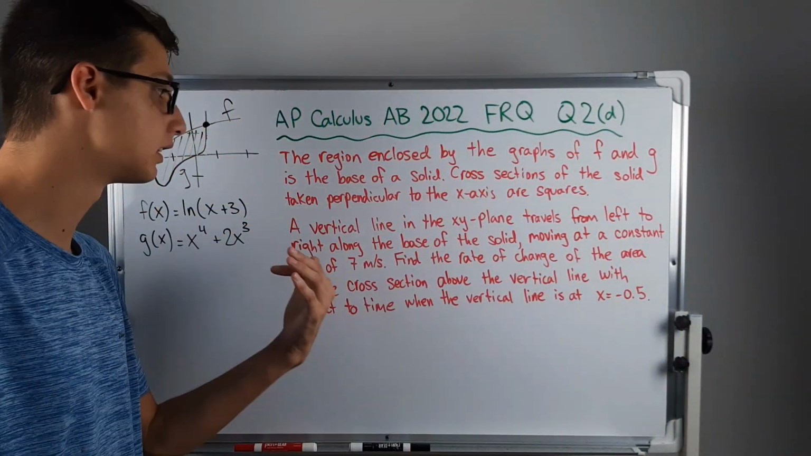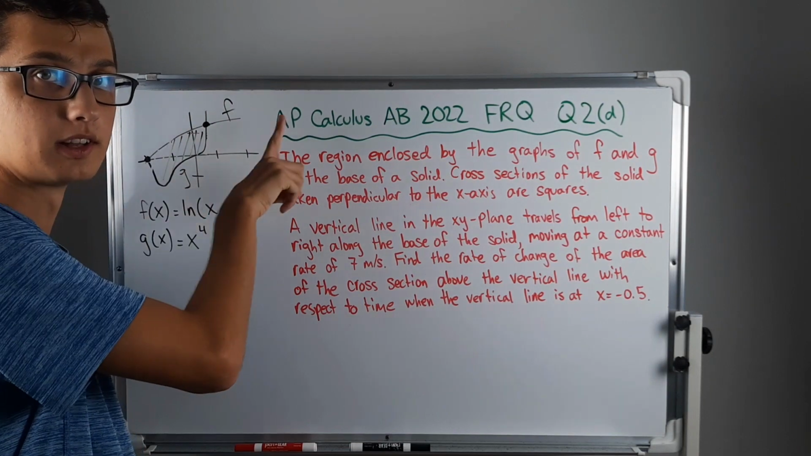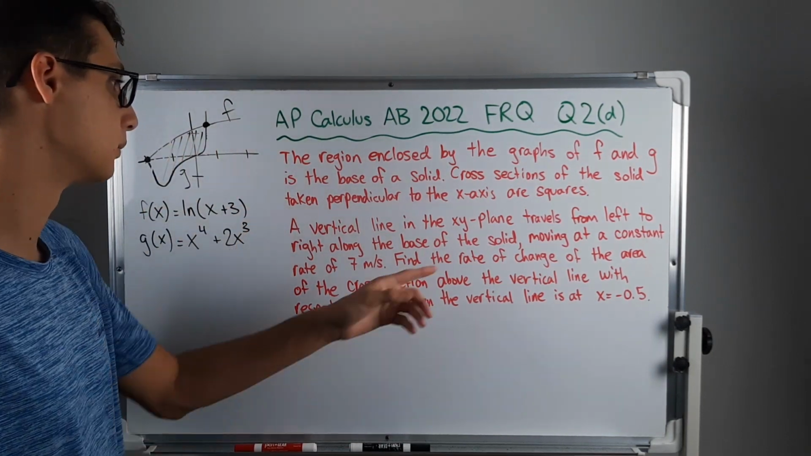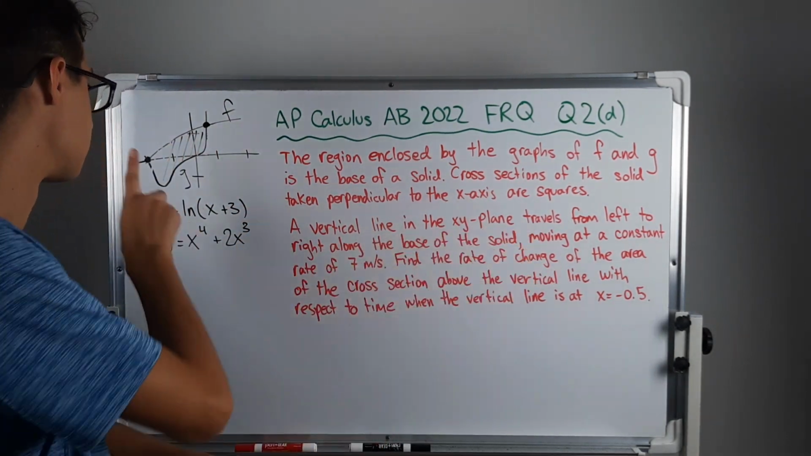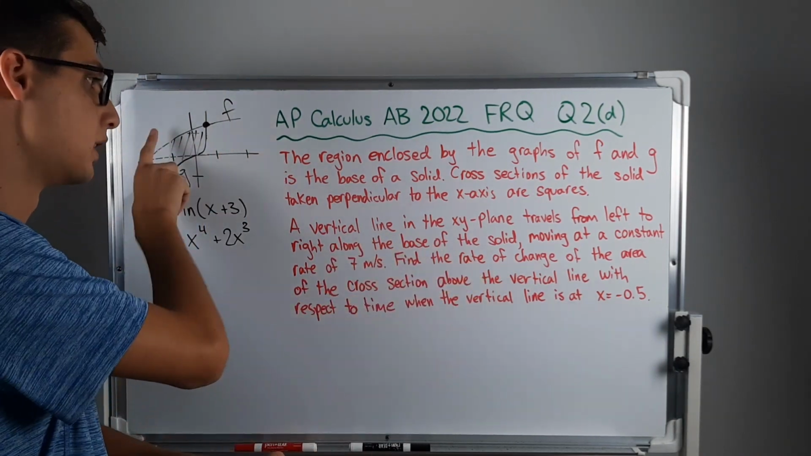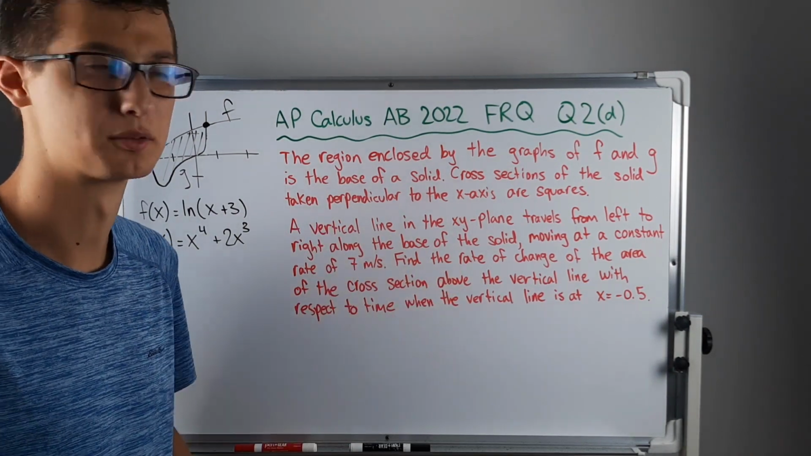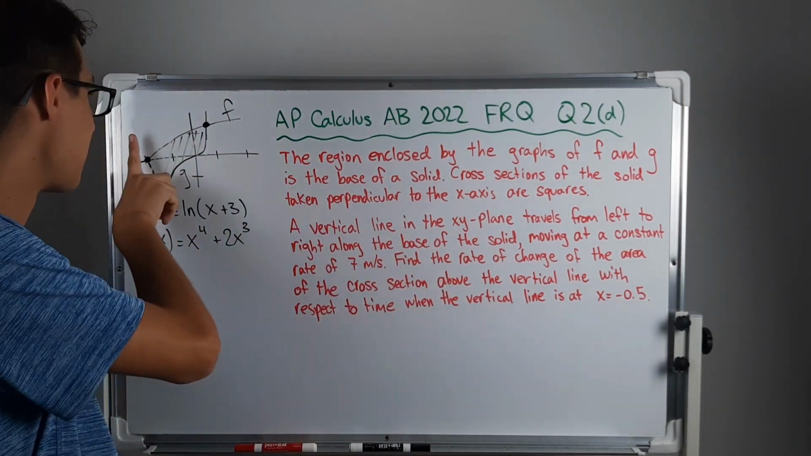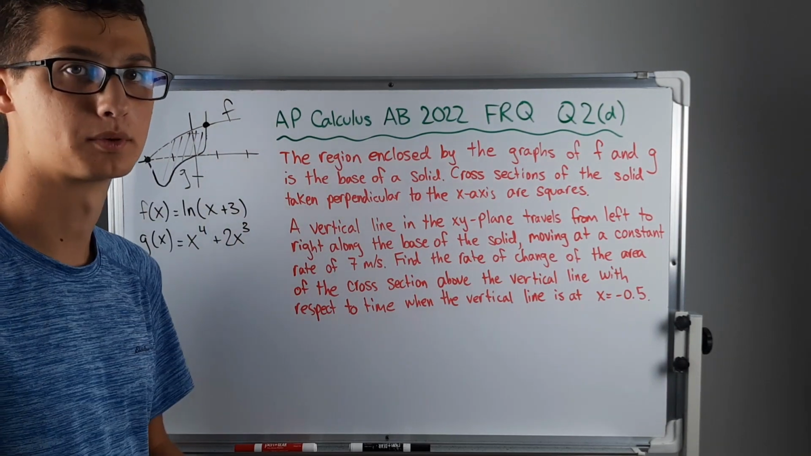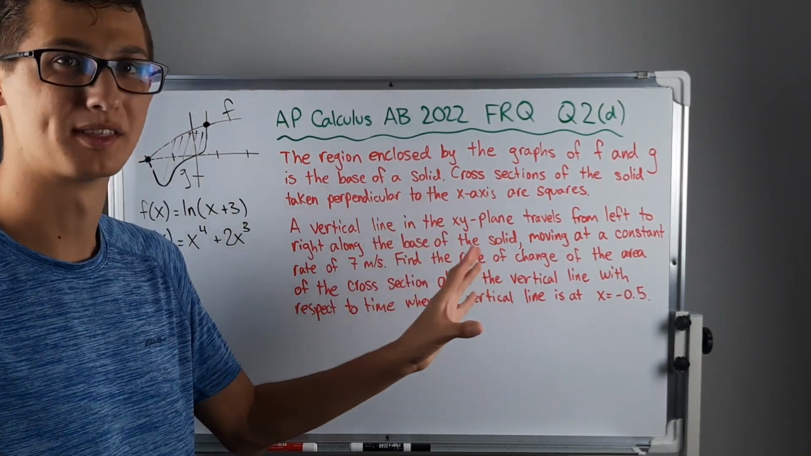And then a vertical line in the xy plane, literally just a vertical line here, travels from left to right along the base of the solid, moving at a constant rate of 7. They put units per second, but I think meters per second is better. So it's traveling this way at 7 meters per second. Okay, so this is where the mouthful comes in.